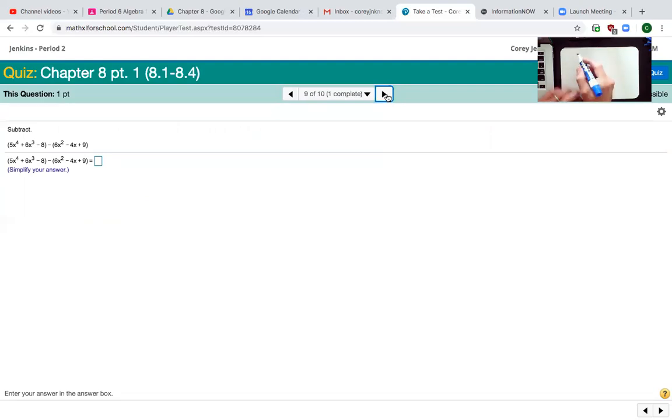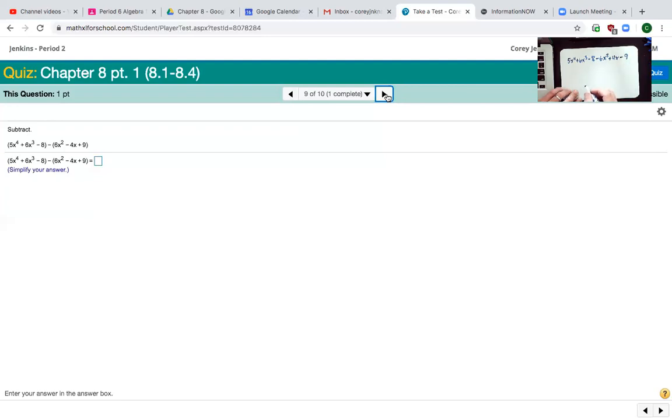So I'm just going to rewrite the first 3 terms because there's nothing before them. So 5x to the 4 plus 6x to the 3 minus 8. Now I'm going to distribute that negative. So positive 6x squared becomes minus 6x squared. Minus 4x becomes plus 4x. And plus 9 becomes minus 9.